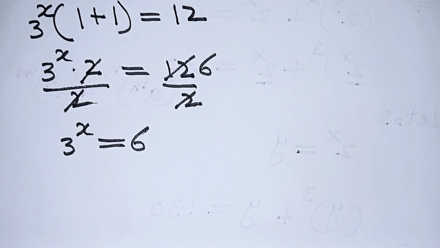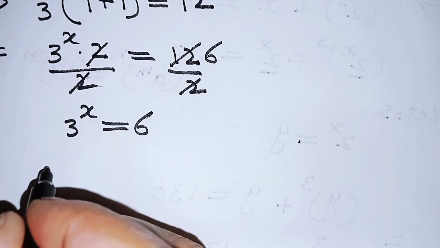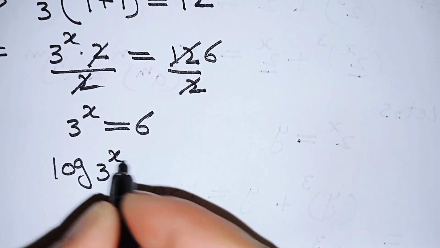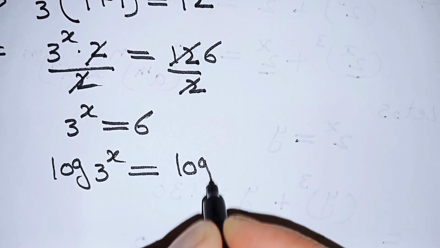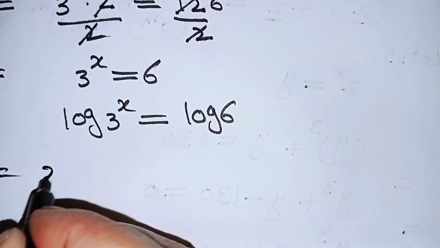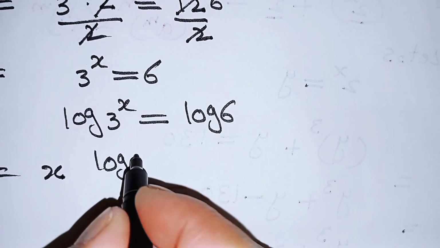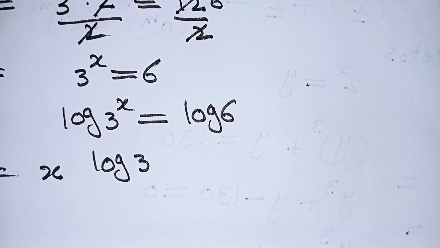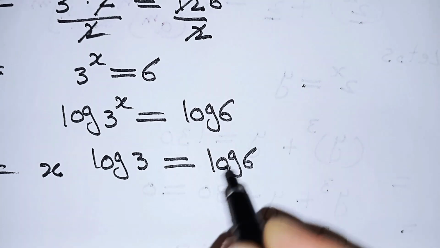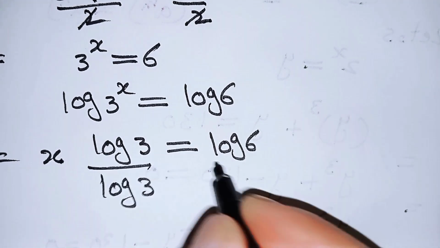And so here we use log on both sides, and then log 3 to the power of x is equal to log 6. So this x times log 3, and we divide by log 3 on both sides: x equals log 6 divided by log 3.